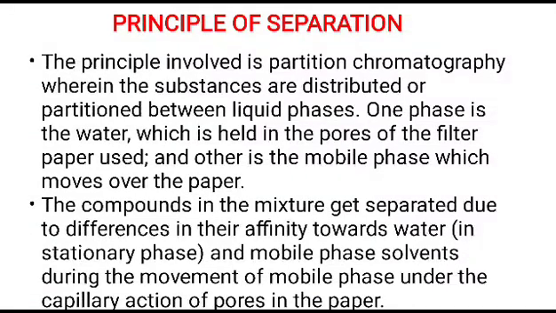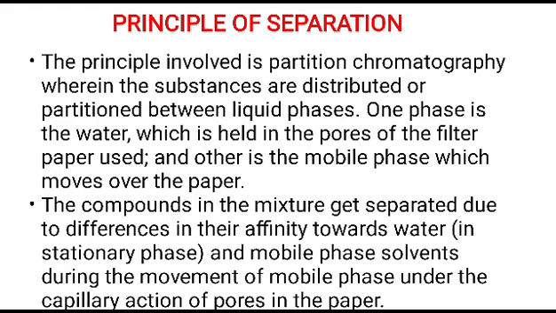Then, the principle of separation by paper chromatography. Paper chromatography involves partition chromatography, wherein the substances are distributed or partitioned between two liquid phases. So paper chromatography is nothing but partition chromatography, because one phase is water. Water held in the pores of the filter paper acts as one stationary phase or liquid phase, and the other is the mobile phase, which moves over the paper.